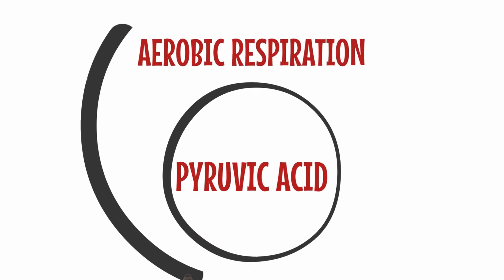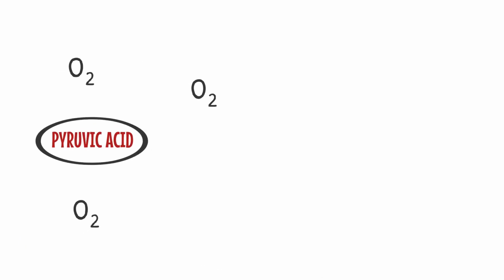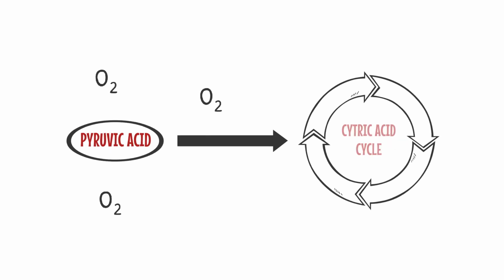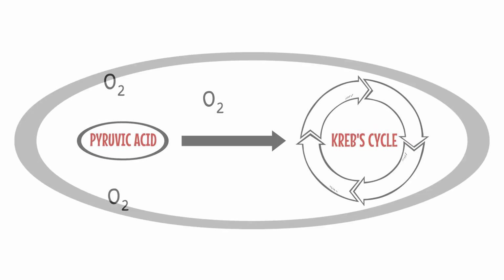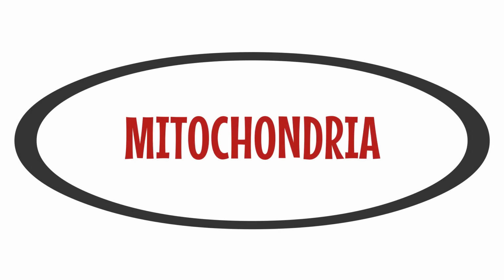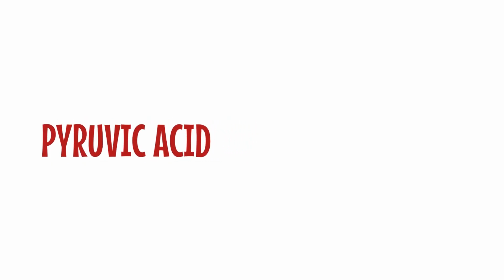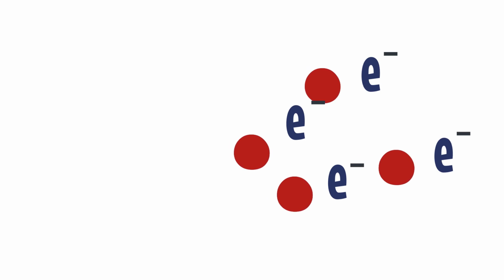Alright, let's move on to the fate of pyruvic acid in aerobic respiration. When oxygen is available, pyruvic acid enters the Krebs cycle, also known as the citric acid cycle. It takes place in the mitochondria, the powerhouse of the cell. In the Krebs cycle, pyruvic acid is broken down further, releasing energy-rich molecules and capturing electrons.